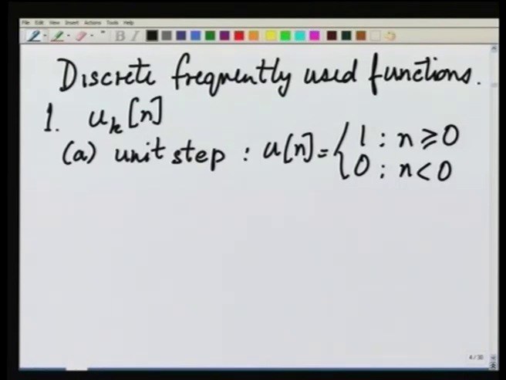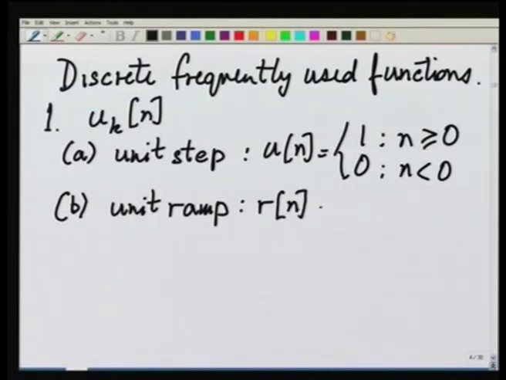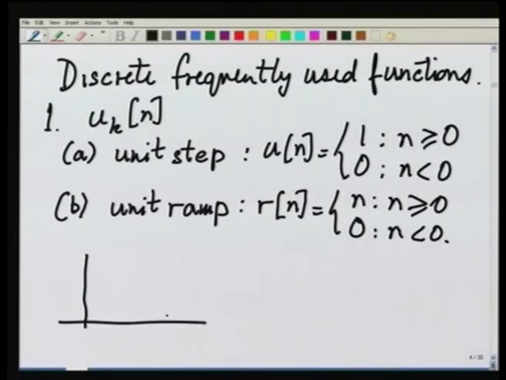The unit ramp is defined as r of n and is given as equal to n for n greater than or equal to 0, and 0 for n less than 0. That is pretty standard. If you would like me to plot them, here goes. Zero, 0, 1.